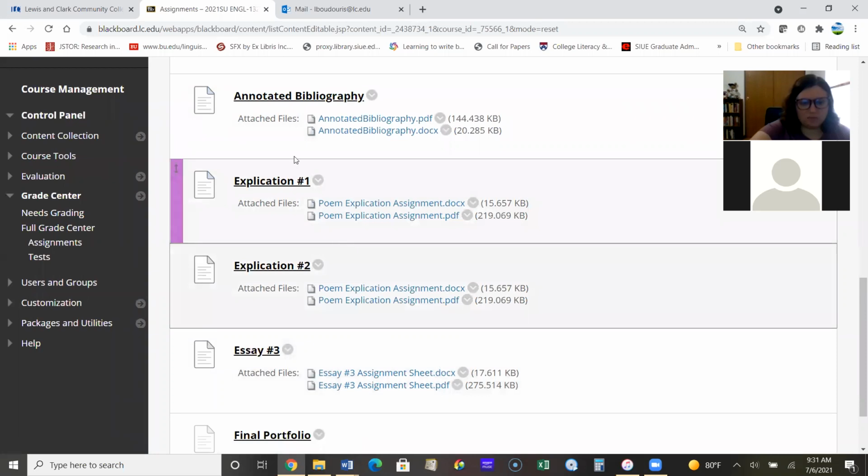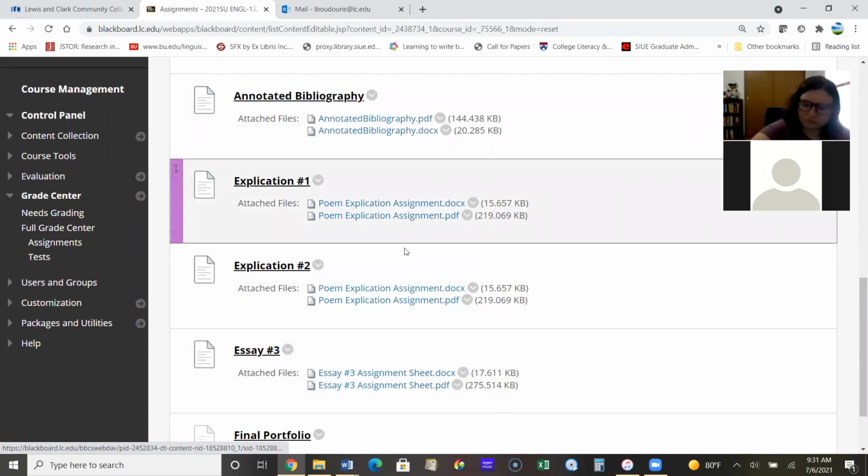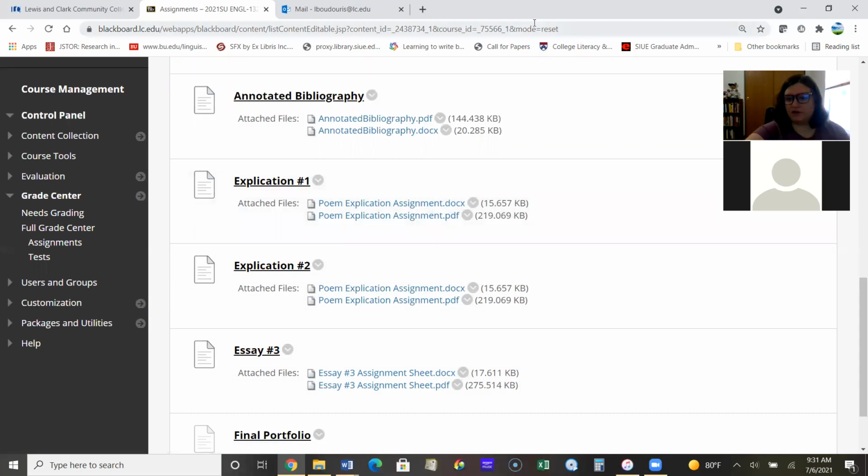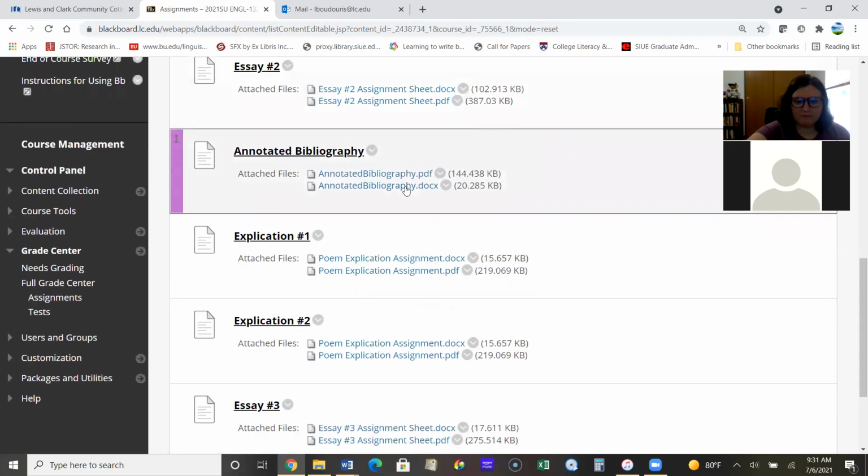The explication, both of these explications are the same assignment, but you have to do one for different poems. So I have the different explication number 1 and explication number 2. I'll talk about what an explication is shortly. But when it says poem explication assignment, those are the same files for explication 1 and 2, but I just want to make sure everybody had that accessible to them. And then we talk about the annotated bibliography.